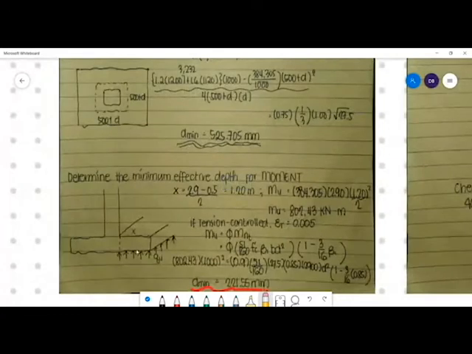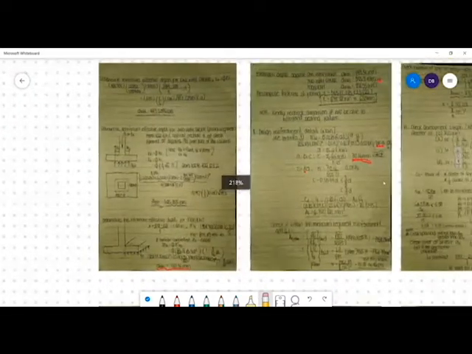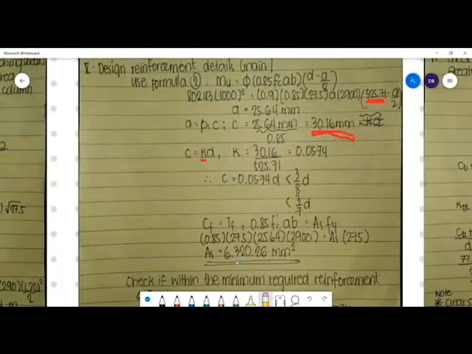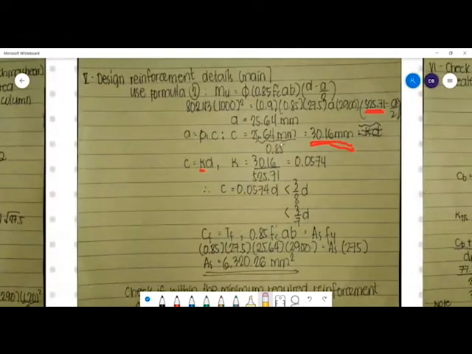So balik tayo dito. Ito yung itsura niya. We assume that this is a cantilever beam and this is yung cross section of your beam. Okay? So going back here again, we are able to solve AS equal to 6,320.26 millimeters squared. Okay? So we all know that we have a required minimum and maximum. Meron tayong required na minimum reinforcement.